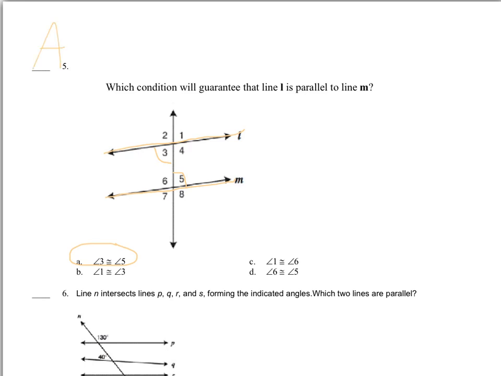Now, if we're looking at B, 1 and 3, are they congruent? 1 and 3, they are, but those are vertical angles, and they have nothing to do with proving lines to be parallel. 1 and 6, well, they actually are not congruent, and they have no relationship to prove lines parallel. 6 and 5, those two are supplementary. They form a linear pair. And again, nothing to do with proving lines parallel. So my answer there is definitely A.